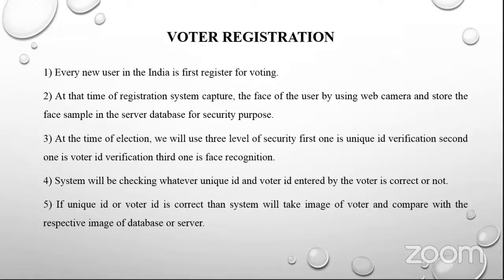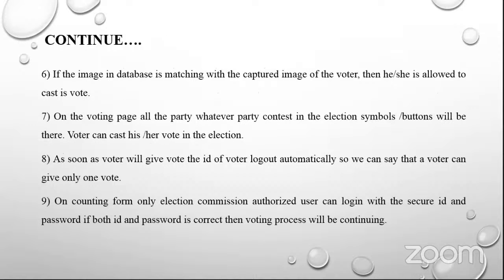We need to pass three levels of security. First, the system checks the unique ID, that is, the Aadhaar code and voter ID. If both are correct, then the system will capture the image and process it against the database. If the image in the database is matched, the person is allowed to vote. After voting, the system automatically logs out. The Election Commission can log in with the given ID and password and check the continuous voting process.